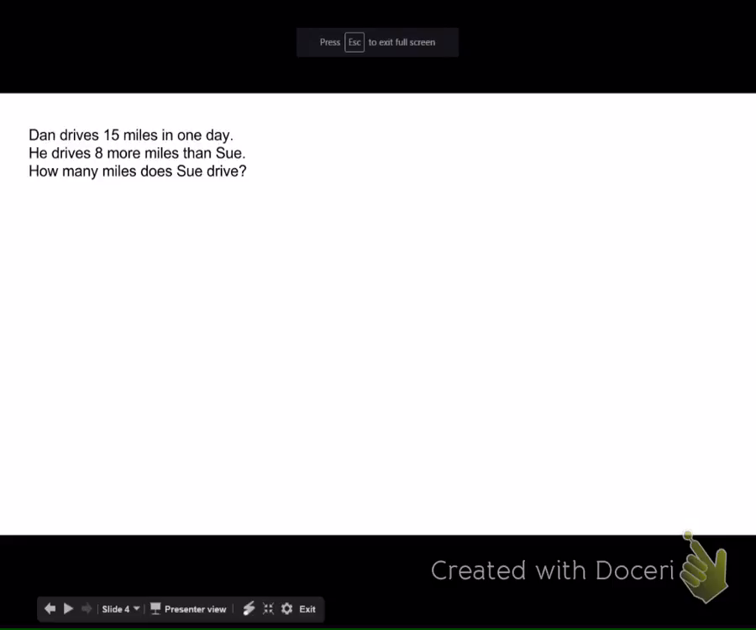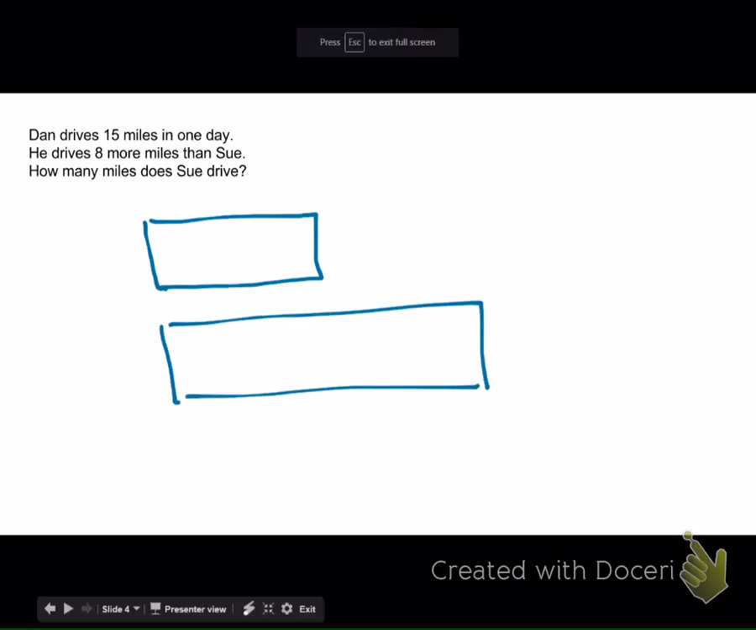I know I'm comparing Dan's driving to Sue's, so that means I need to use a comparison bar model. So I'm going to go ahead and draw my small bar and my big bar, and the difference between the two is right here. Now I can go back to the word problem and make some decisions.